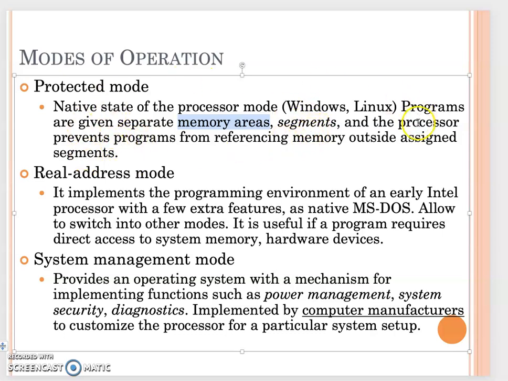Usually that's what we use for now. For the old Windows system, we had DOS, Microsoft DOS. That's what we call the real address mode. This real address mode implements the programming environment of the very early Intel processors. They have a few extra features, like native MS-DOS, and they allow you to switch into other modes. That is useful if a program requires direct access to system memory and hardware devices. They give you the flexibility to directly access the hardware devices. Otherwise, protected mode is hidden from the user. The user can only access applications, but cannot directly manage that memory. But the real address mode can do that.